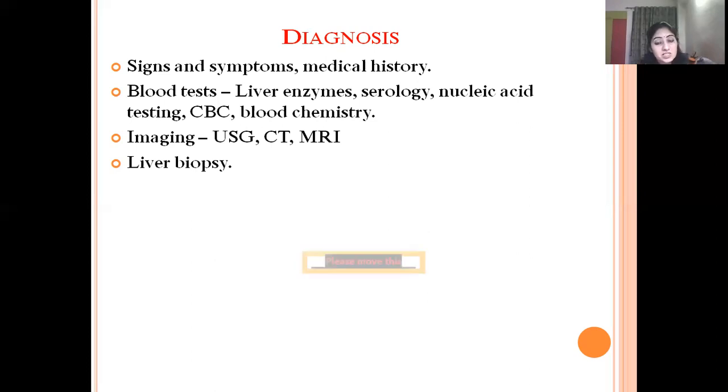Under serological tests, these tests are done for autoantibodies. The nucleic acid testing is done for viral DNA or RNA in viral types of hepatitis. Complete blood count is seen usually in this section. Leukopenia, lymphopenia, and neutropenia are observed in earlier stages. As the jaundice becomes prevalent, these parameters become normal. Blood chemistry is done to detect urea, creatinine, and electrolyte levels.